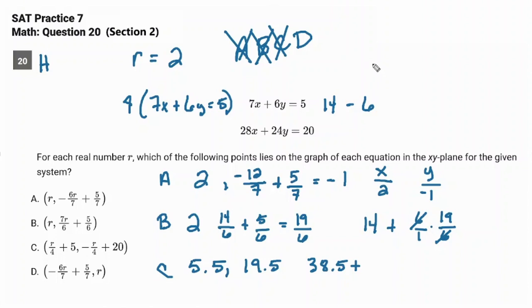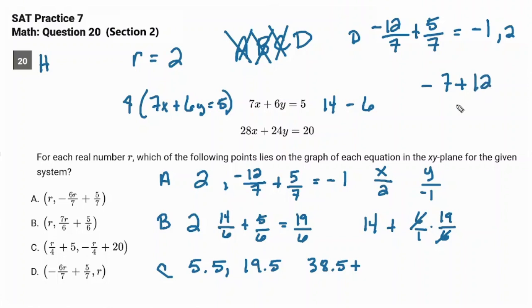All right, boy, I'm out of room down here, and I'm only down to D. I hope this works. Negative 6 times r, so negative 12 over 7 plus 5 over 7. This is D. So that's negative 12 plus 5, which is negative 7 over 7, so negative 1, and then just 2. So my x is negative 1, my y is 2. 7 times negative 1, that's negative 7, plus 6 times 2, which is 12. Don't be afraid to use your calculator here. That's 5, guys. And that's what I wanted.